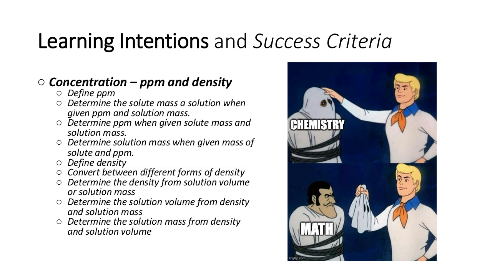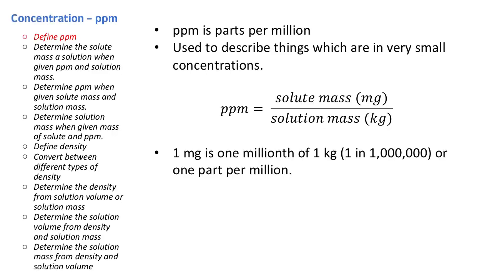We're going to do a couple of calculations and a couple of formulas. So let's get going. The first one is parts per million, or ppm. It's used to describe things in very, very small concentrations, because it is effectively the solute mass in milligrams, a very small unit, over the solution mass in kilograms. 1 milligram is 1/1,000,000th of a kilogram. That's why it's called parts per million.